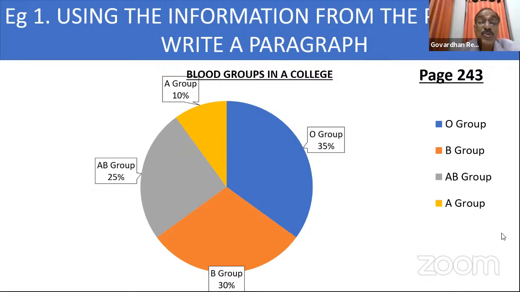This pie chart shows you the blood groups in the college. Based on this pie chart, in your examination, you will have to write one paragraph. Now, using the information from the pie chart, write a paragraph. Now, first of all, what do we see? We see that this pie chart depicts the blood groups of students in a college.